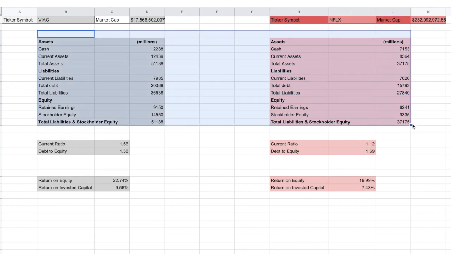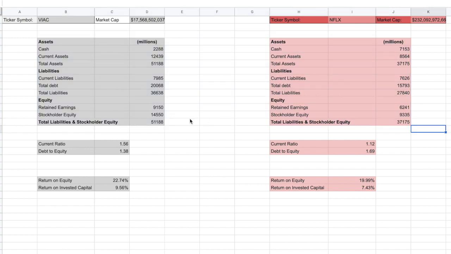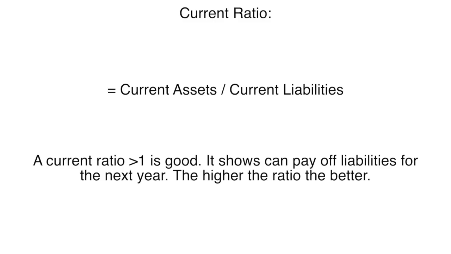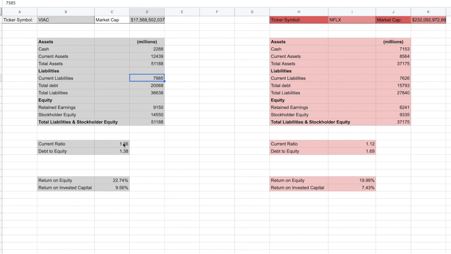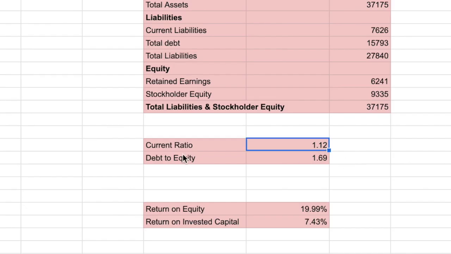Now that we have this information for both companies, we can look at different metrics to see how the companies are actually performing. One metric is the current ratio, which takes the current assets and divides it by the current liabilities of a company. A ratio of above 1 shows that a company is in a good financial position for the next year because it shows that they have enough cash and assets to pay off their liabilities for the next year. Both Viacom and Netflix have a current ratio above 1.